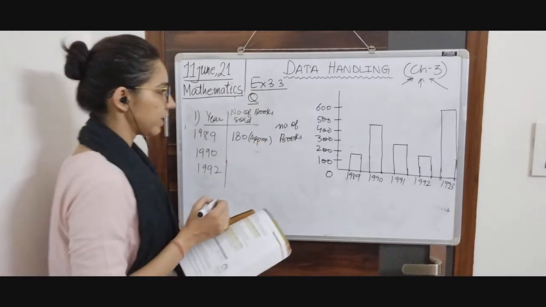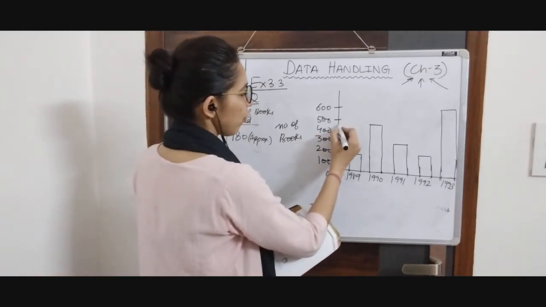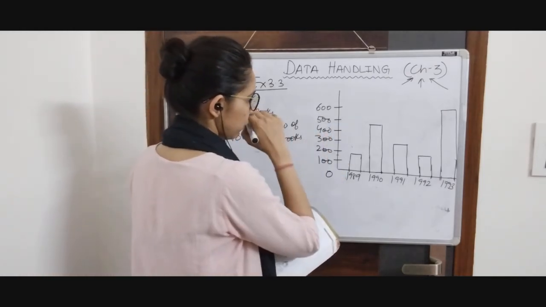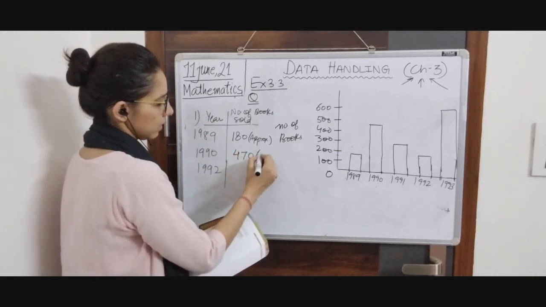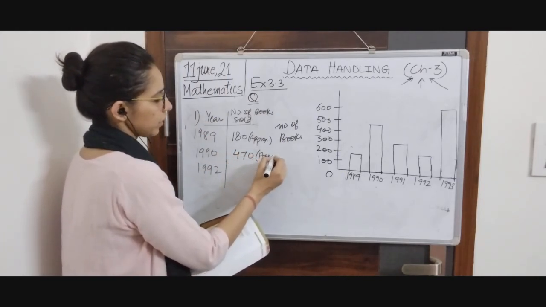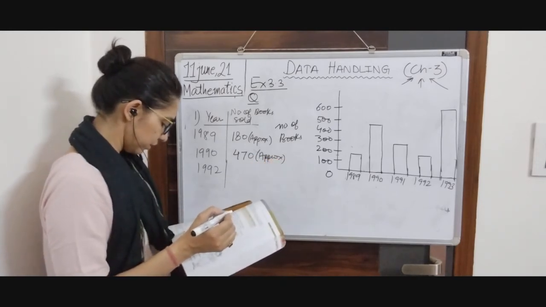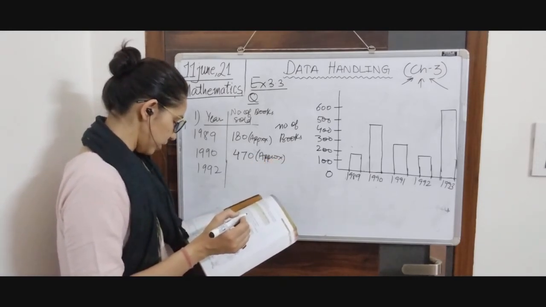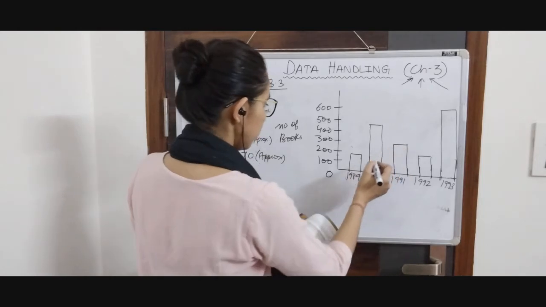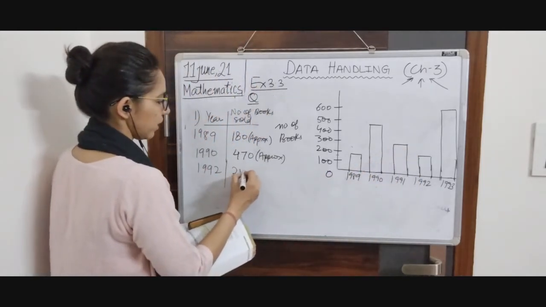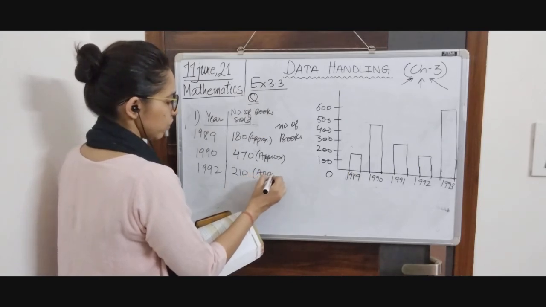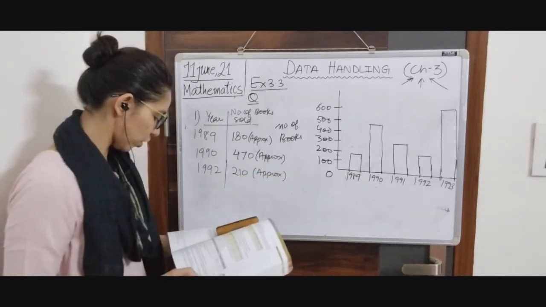Then 1990, it is going to be more than 450 but less than 500. So it can be 470 something, 470 approximately. In 1992, it is going to be 200 or 210 approximately. Okay, so this is my observation.